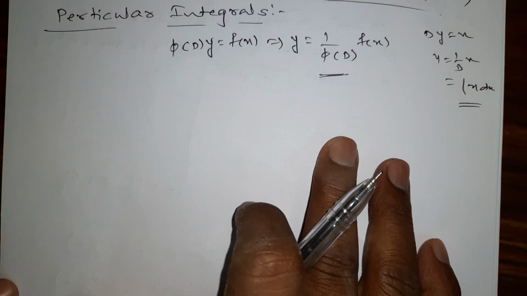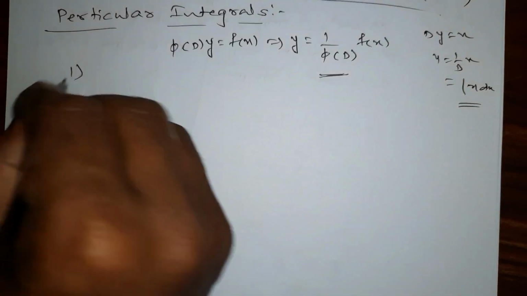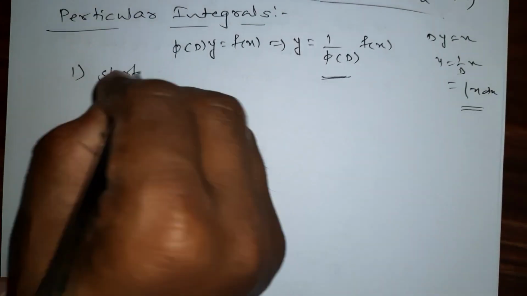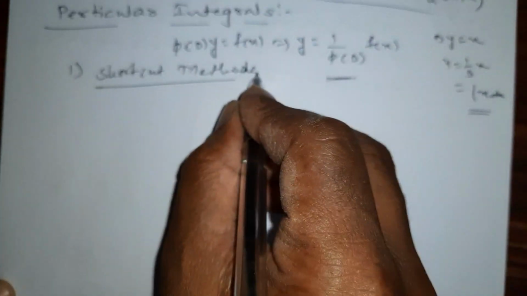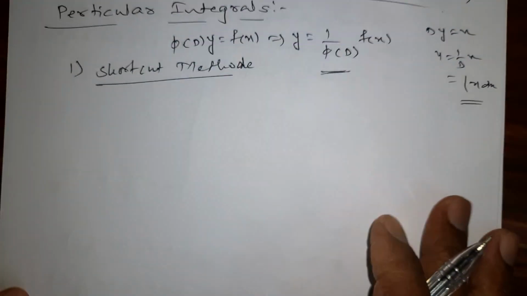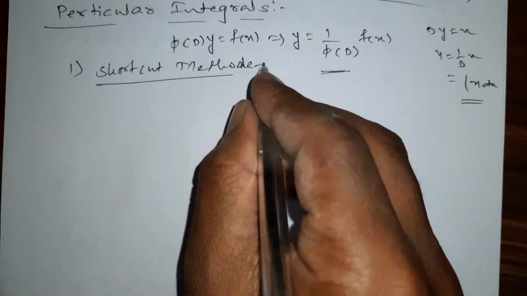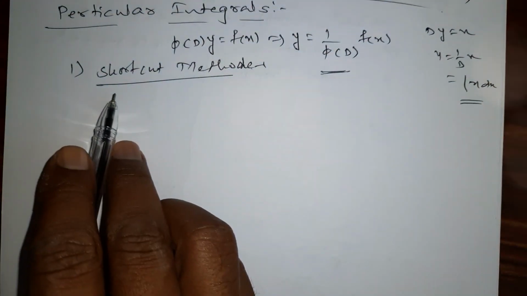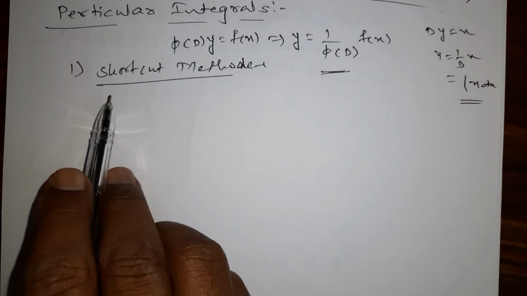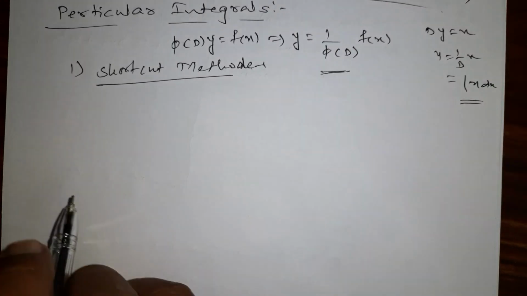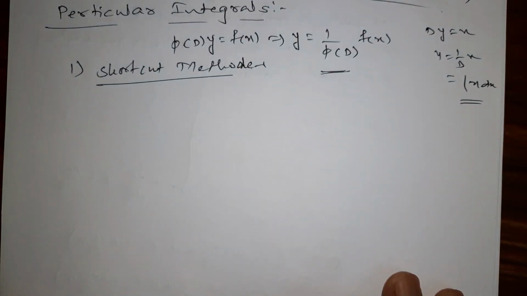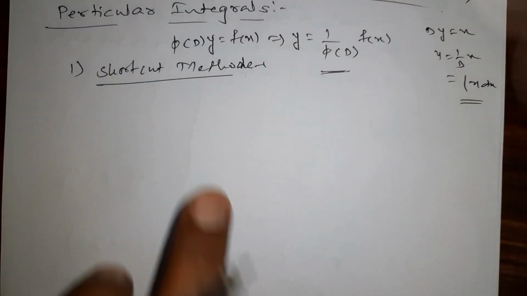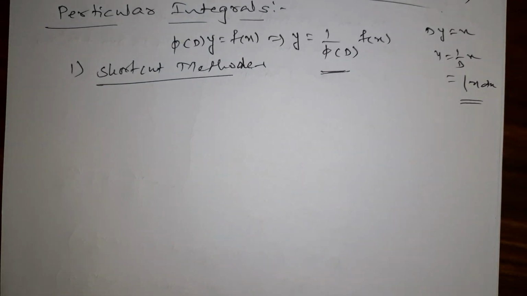Okay. There are three methods to solve this. The first one is the shortcut method, which means using formulas. The second is the general method, and the third is the variation of parameter method. These are the three methods. Now let us solve by the shortcut method. Shortcut method means using formulas. So today we will see 2-3 formulas and examples on that.